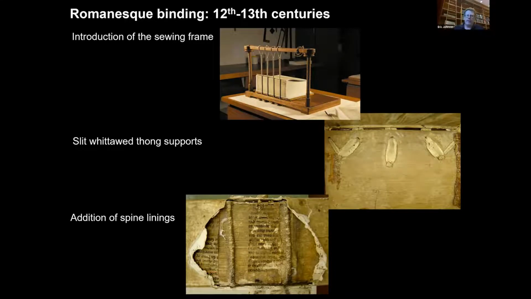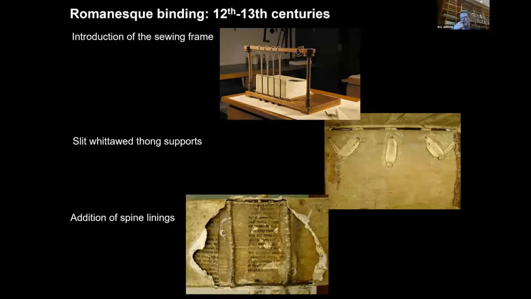Another development that happened during this period is the increasing use of what are called slit whittawed thong supports. So basically, whittawing is a process of finishing leather, makes it extremely durable. You can recognize whittawed leather essentially by its color. It's usually very pale to white. So the use of whittawed thong sewing supports, where the thread that's going through the centerfold is then looped around the leather. This is an extremely durable support.